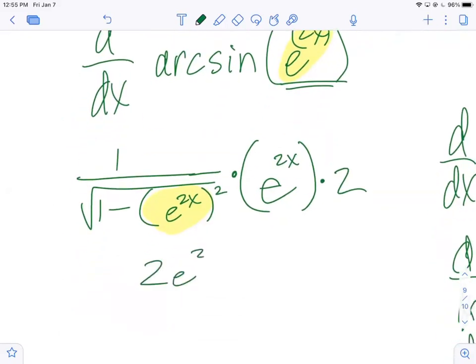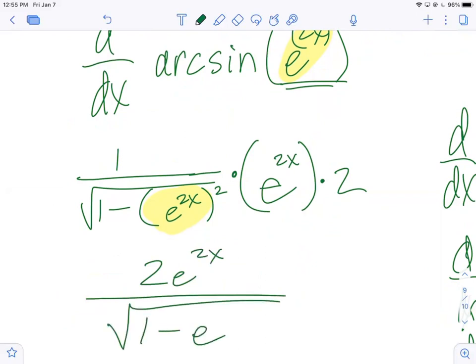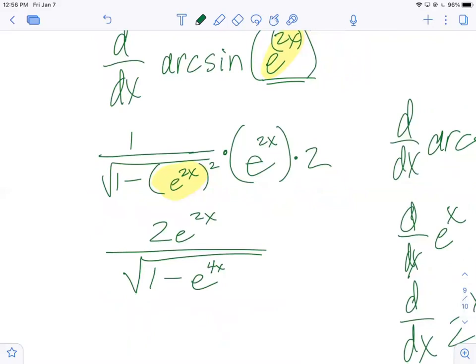Simplified, it's 2e to the 2x over the square root of 1 minus e to the, what is 2x quantity, e to the 2x quantity squared? E to the 4x, good. When you raise a power to a power, you multiply. It's not 2x squared, it's not 4x squared, it's just 4x. Okay?